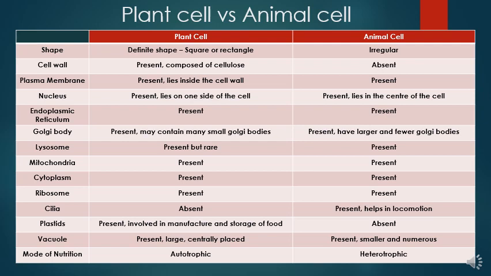Vacuoles. Plants have a large centrally placed vacuole, which occupies around 50 to 90% of the volume, and its main function is storage and maintaining the shape of the cell. In contrast, animal cells have smaller vacuoles. Mode of nutrition. Plants are autotrophic while animals are heterotrophic. So these are a few similarities and differences between plant cell and animal cell.